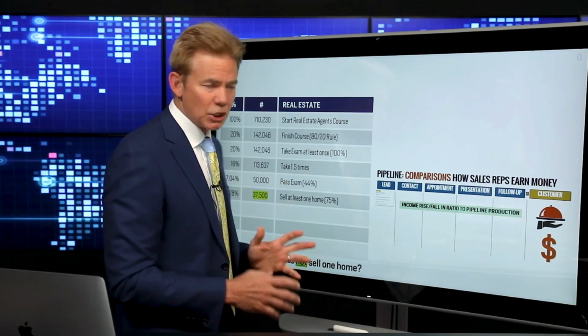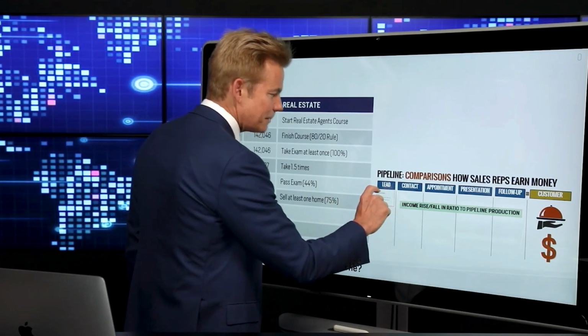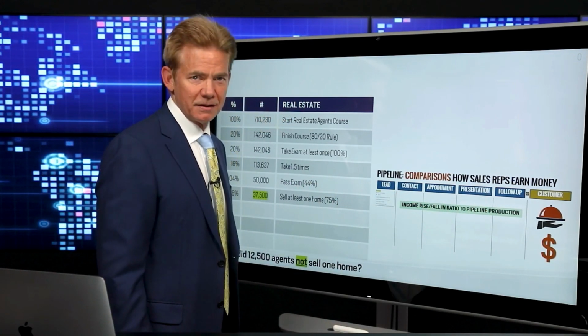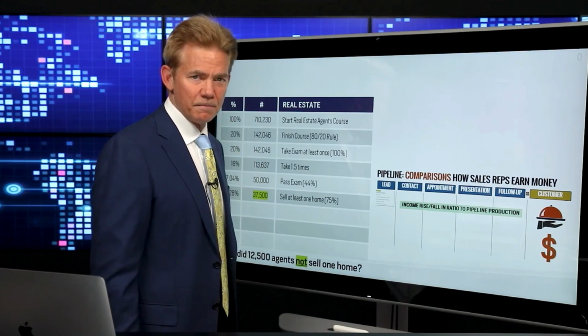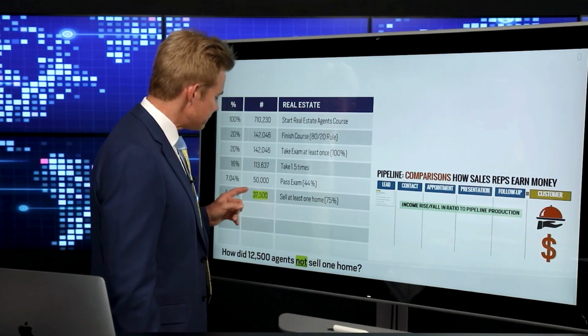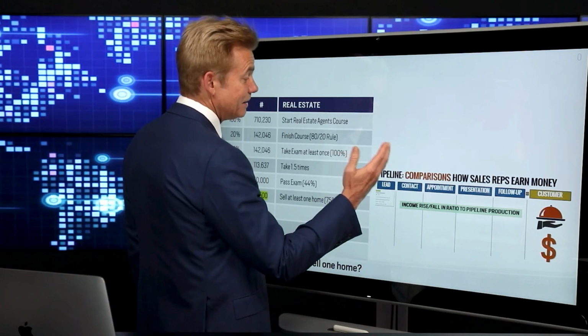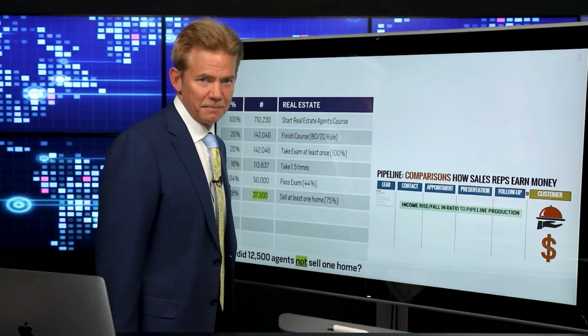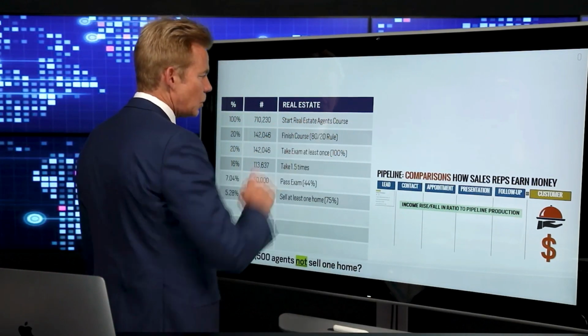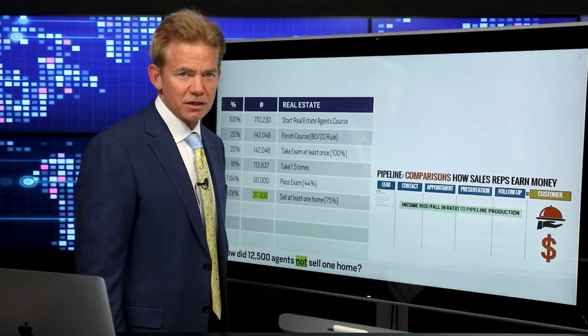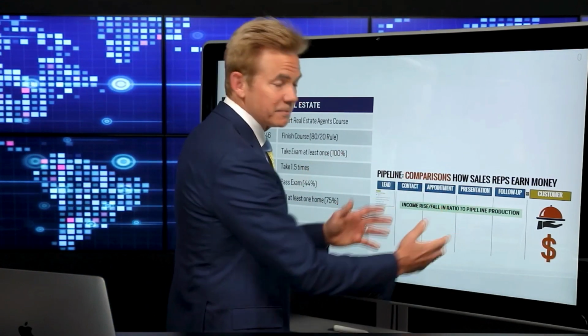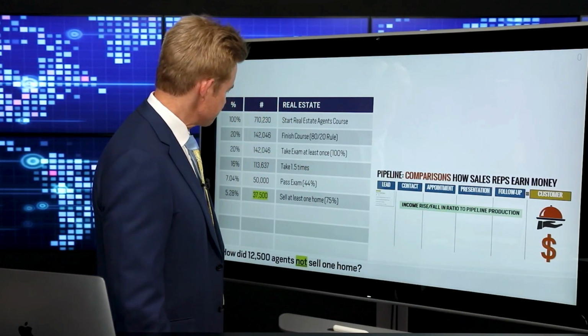So if 37,500 did sell one home, it meant that they put enough leads across the pipeline in order to sell one home. But 12,500 did not put enough across the pipeline. So whatever was in this course, it may have taught them regulatory law, but it didn't teach them the pipeline. Okay?